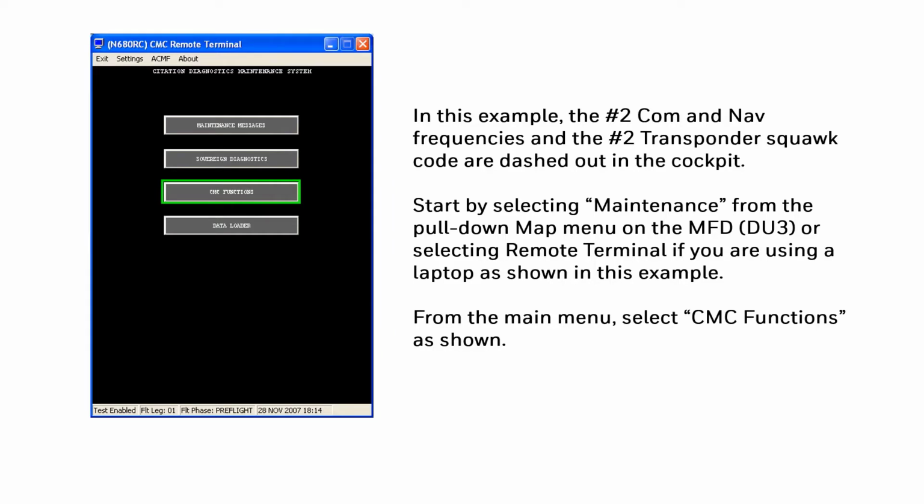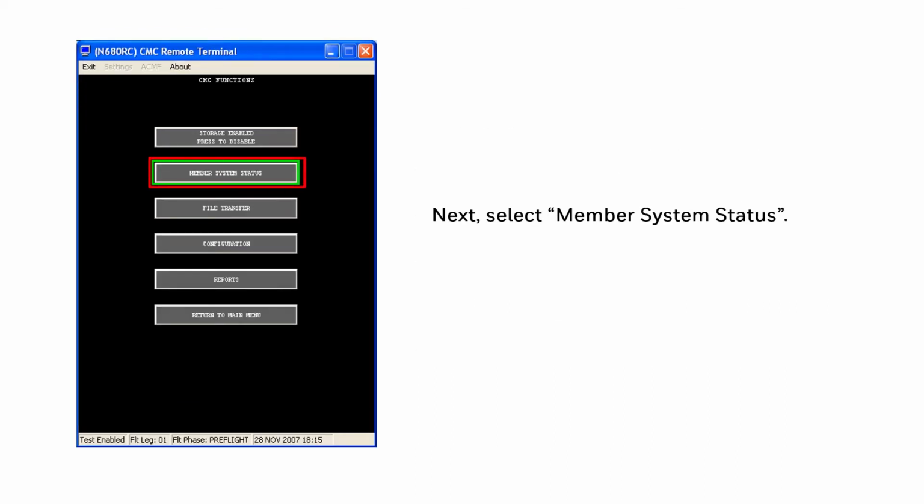in the cockpit. Start by selecting Maintenance from the pull-down map menu on the MFD, or selecting Remote Terminal if you're using a laptop as shown in this example. From the main menu, select CMC Functions as shown. Next, select Member System Status.